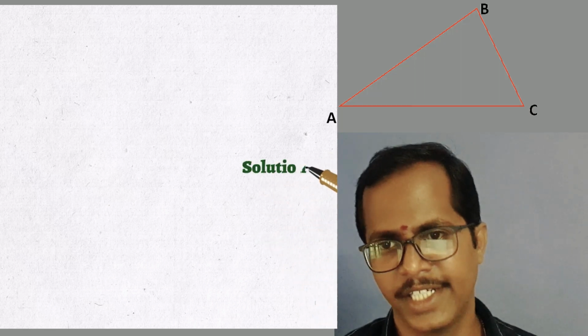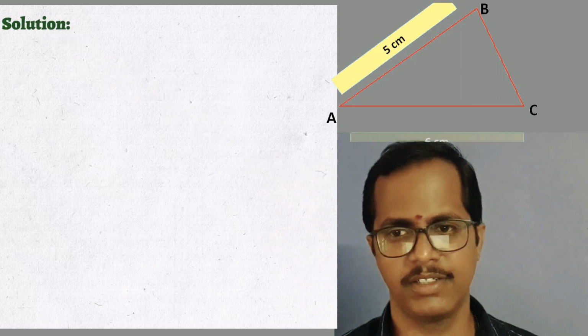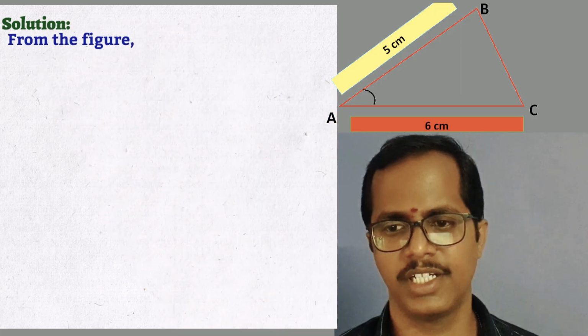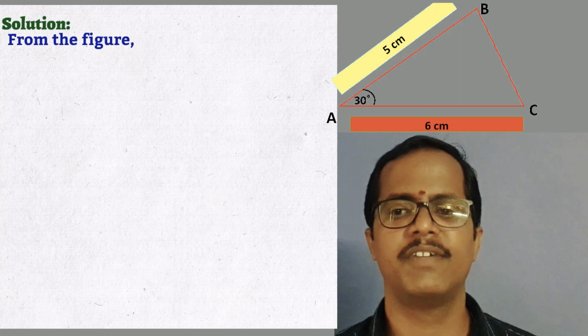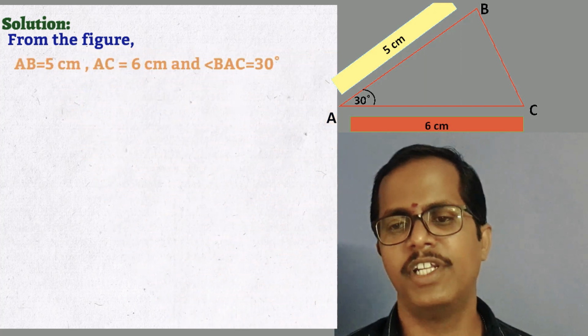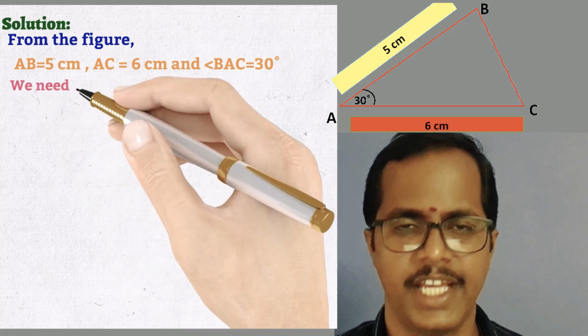In the adjacent figure, AC equals 6 centimeters, AB equals 5 centimeters, angle BAC equals 30 degrees. Find the area of the triangle. So in the adjacent figure, a triangle ABC is given, and also the lengths of the two sides AB and AC are given. AB equals 5 centimeters and AC equals 6 centimeters. And also one angle is given, that is angle BAC, 30 degrees. And we need to find the area of this triangle.